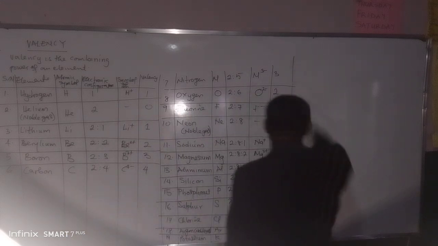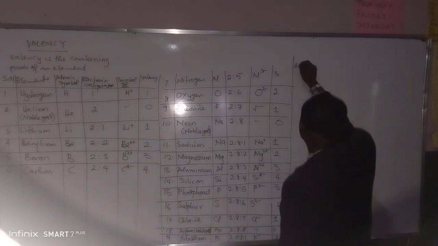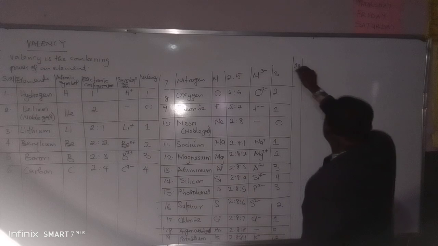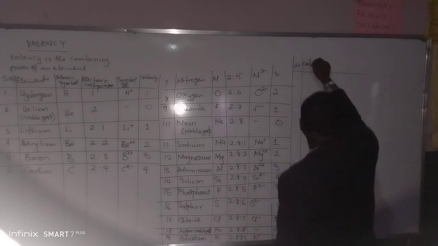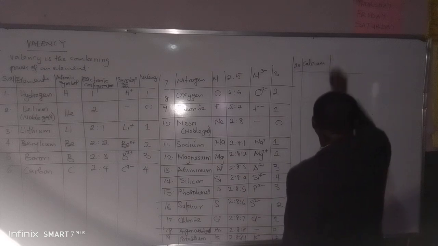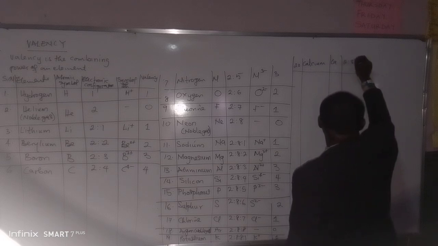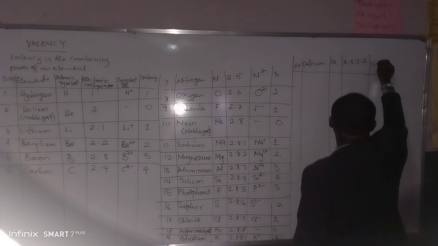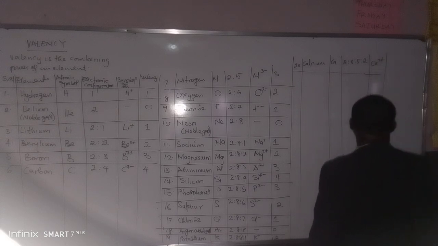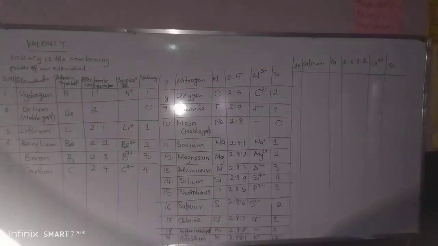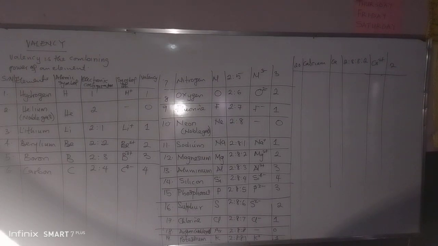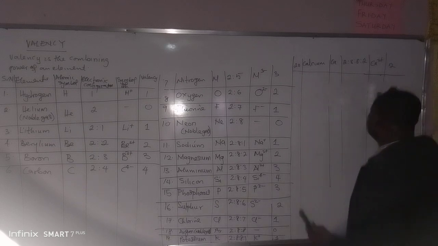Then lastly here, we have number 20. That's calcium. Calcium, Ca. Then the configuration is 2, 8, 8, 2. Then losing these 2, it forms Ca2+, and its valency is 2. So take note of that. So I think I've explained to you now what valency is. But let me tell you something.